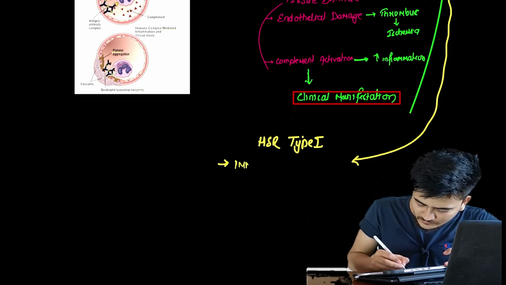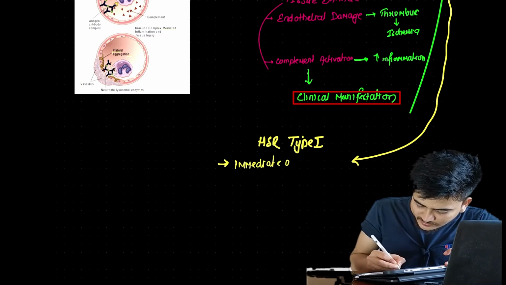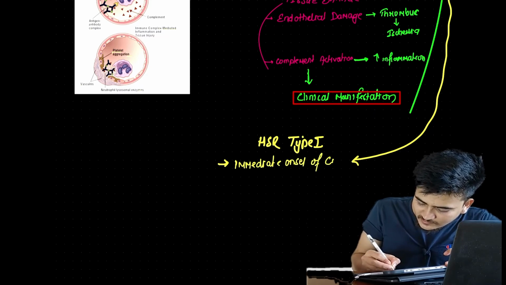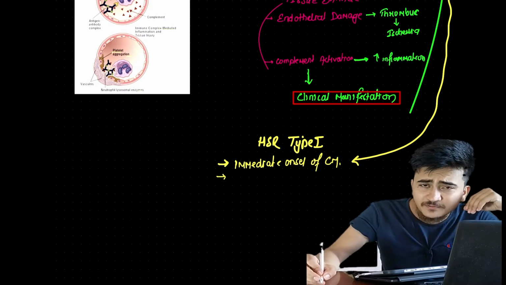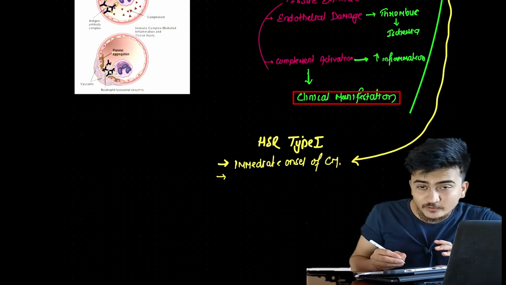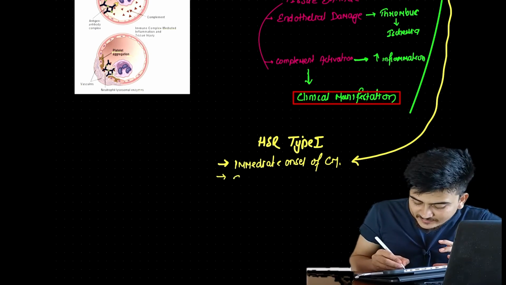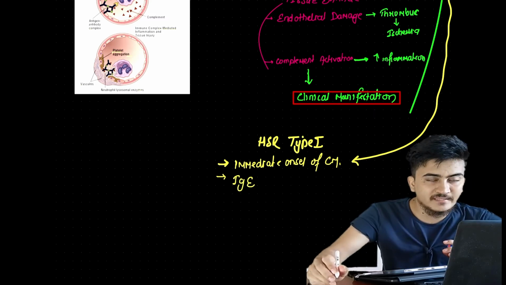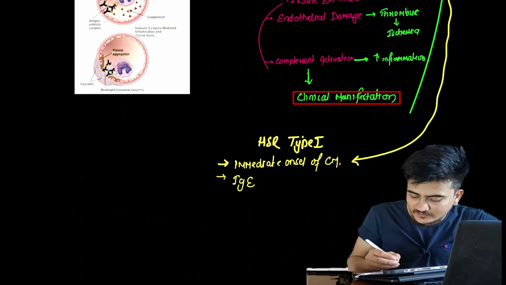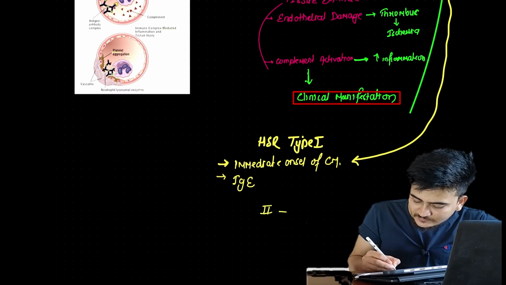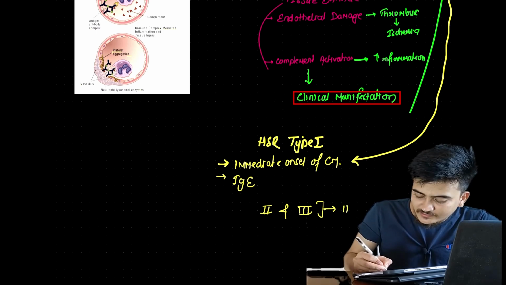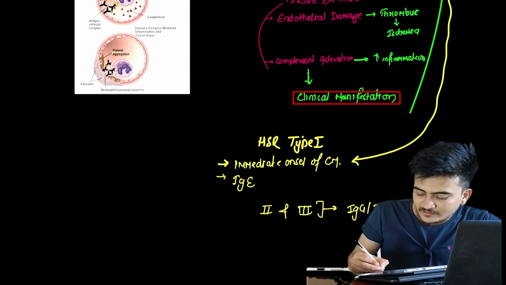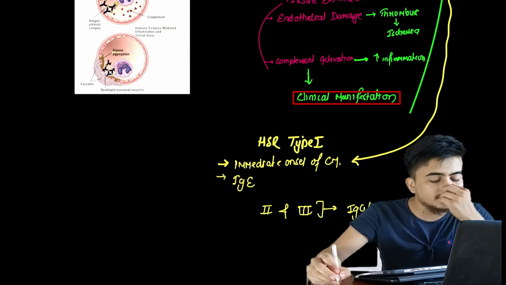There was immediate onset of clinical manifestations. And another thing is that in type 1 hypersensitivity reactions, the antibody taking part is IgE. But in the case of type 2 and type 3, what are the antibodies taking part? They are IgG and IgM. These are the antibodies.